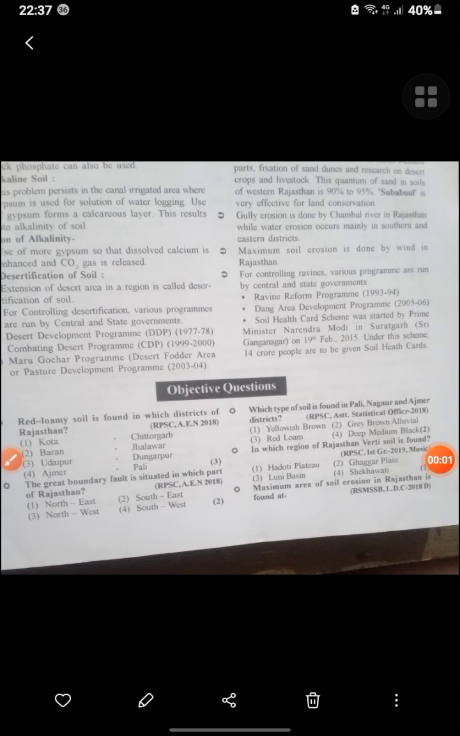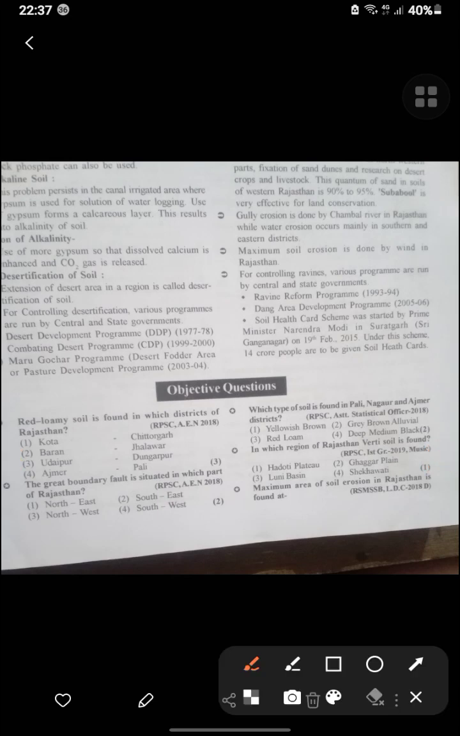Today we are going to discuss some Rajasthan questions. Red and loamy soil is found in which district? That is found in Udaipur and Dungarpur. So red and loamy soil, that is Udaipur and Dungarpur.